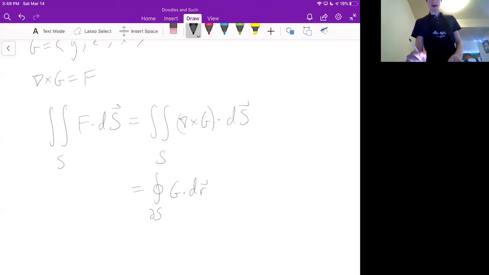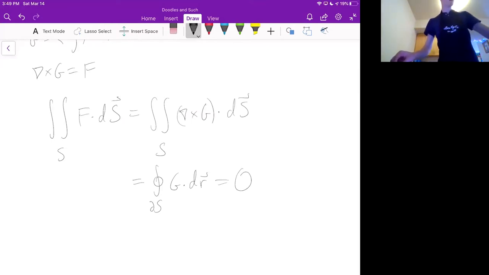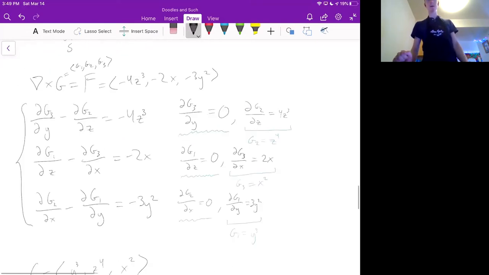Right, the integral is 0 in that case. Okay, so that's the answer. It tells us that the integral of f dot dS is 0. And this problem took us a while because we had to go and do this anti-curl in the middle. We had to find this vector field g whose curl was f.